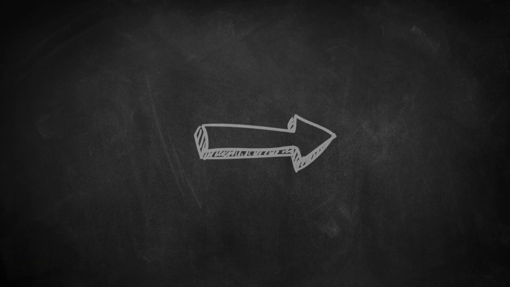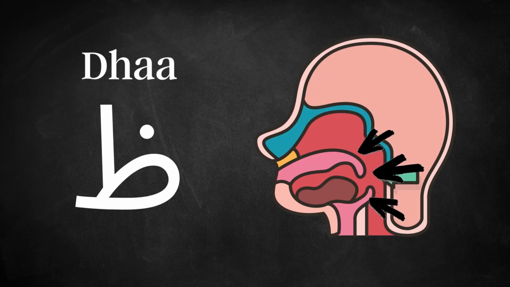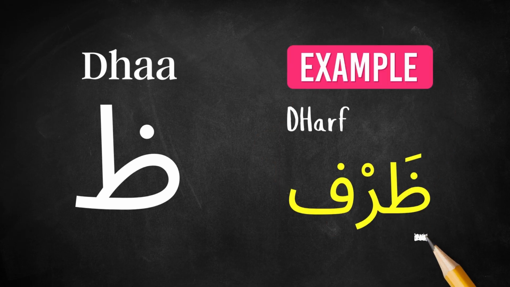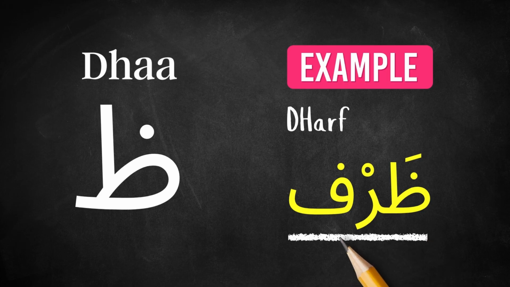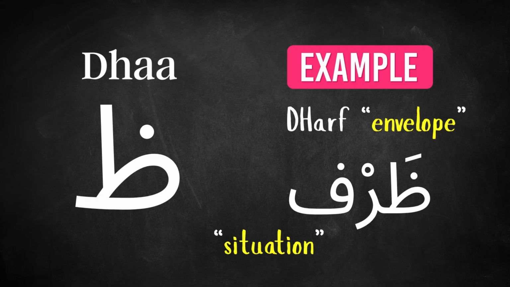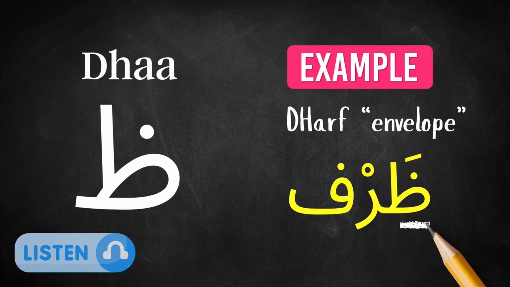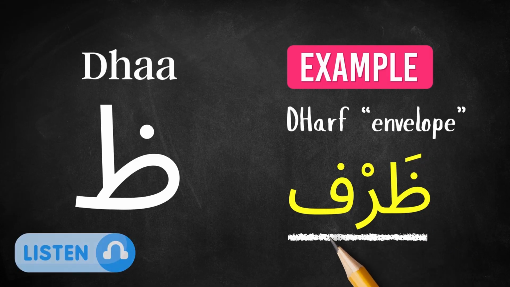Now let's look at ظا. It is a deep sound, pronounced from deeper in the mouth, with more pressure and emphasis on the tongue, pushed with more force from the back of the mouth. Example: the word ظرف, which can mean envelope or situation, begins with ظا. Listen: ظا ظرف, ظا ظرف.